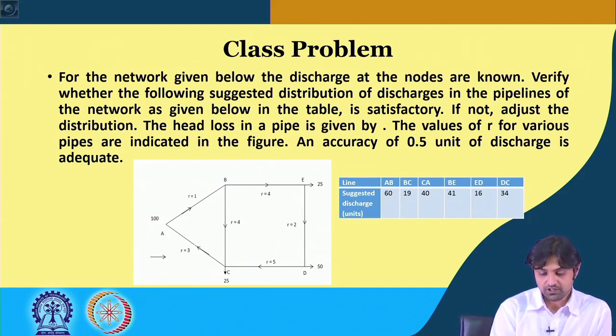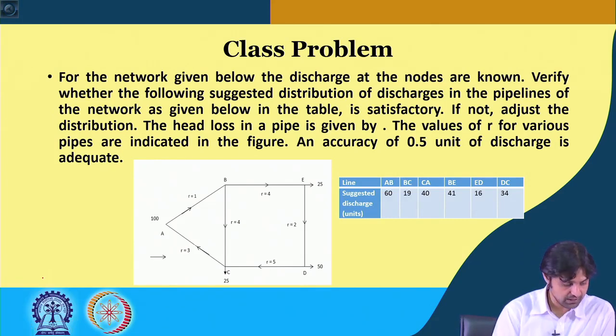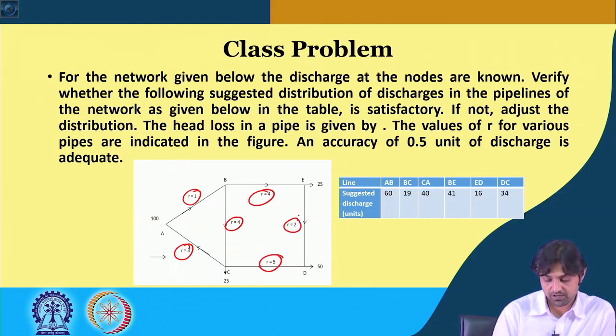So, this is the network given below, the discharges at the nodes are known, alright. So, instead of K we say R, you see here we have given the values of R, everything is given. So, you do not have to worry about calculating the major or the minor head loss, everything has been given here, okay. So, these discharges at the nodes are known, alright. So, 100 is coming inside here, this 25 is leaving here, 50 is leaving, this is 25, B we do not know, alright.